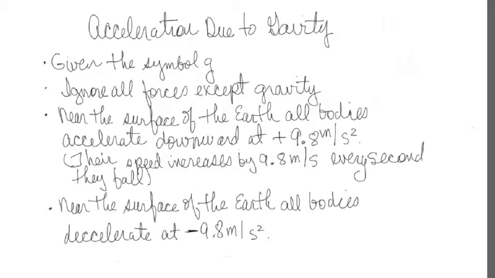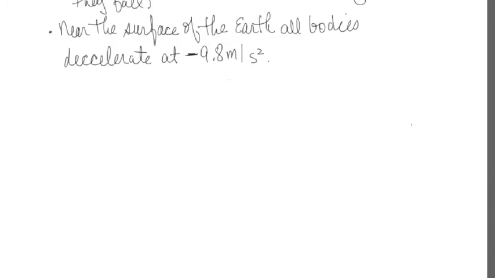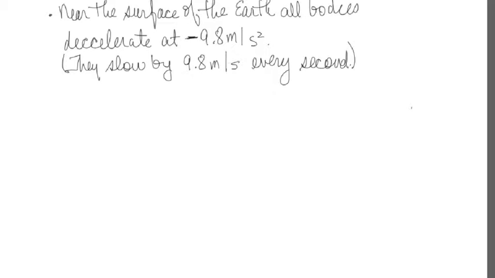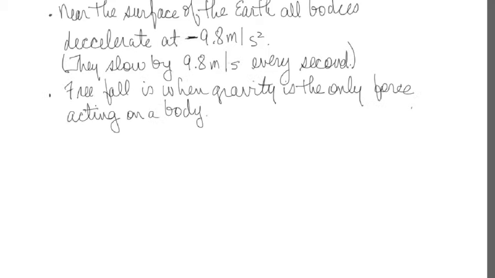Now, near the surface of the Earth, all bodies decelerate at minus 9.8 meters per second squared. And as we learned before, deceleration means something is slowing down. So the bodies slow by 9.8 meters per second every second that they're rising or going upwards away from the Earth. So starting at 19.6 meters per second, after 1 second, the body slows to 9.8 meters per second. And after 2 seconds, it has a speed of 0.